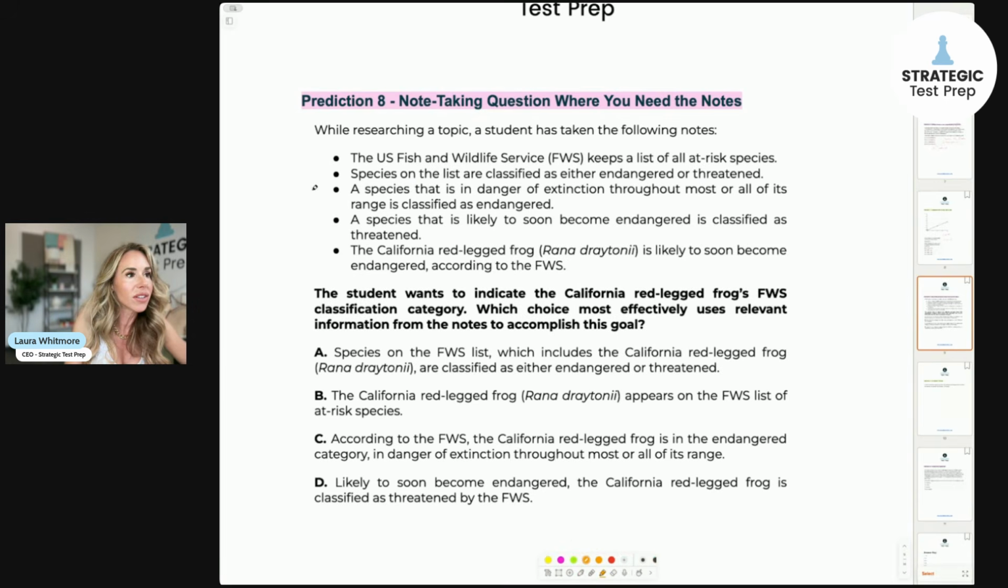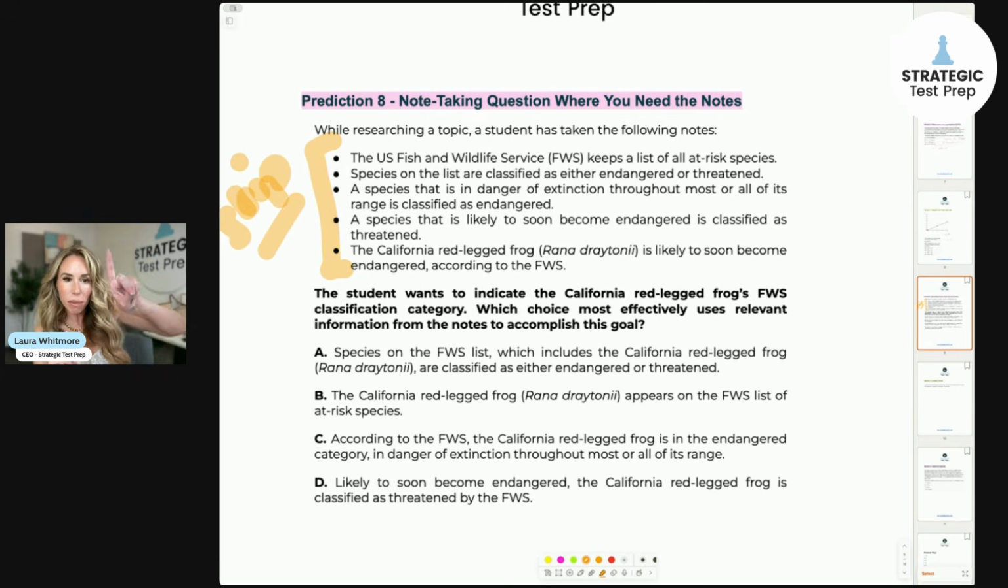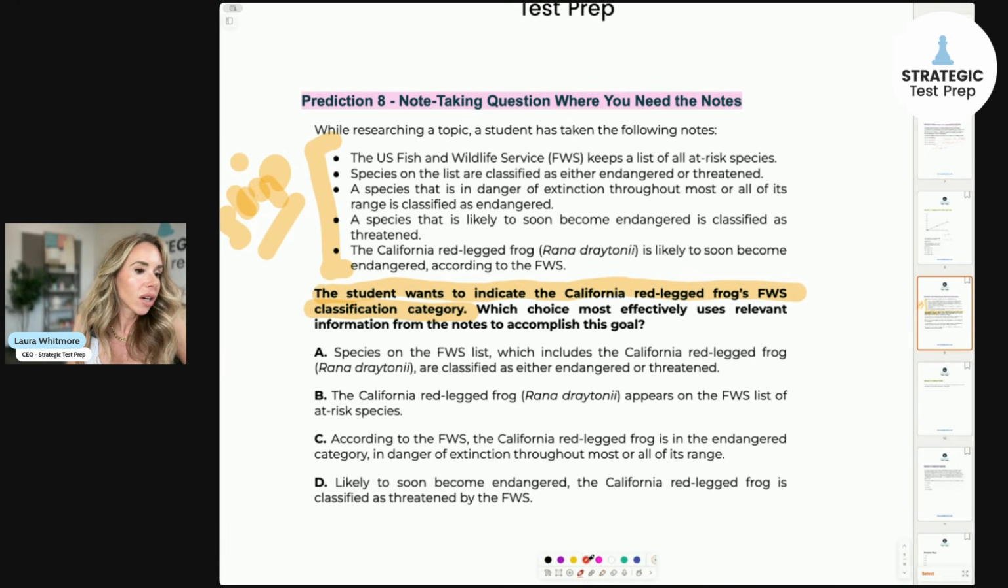First, I still want you to skip these. Skip it first and read what the student wants. So we've got the student wants to indicate the California red-legged frog's FWS classification category. I'm going to go through the answer choices and see which ones talk about the red-legged frog's classification category. So let's see what A says. It says species on the FWS list, which include the California red-legged frog, are classified as either endangered or threatened.